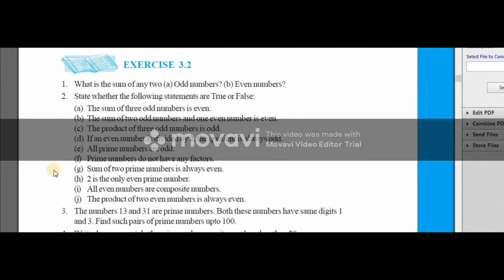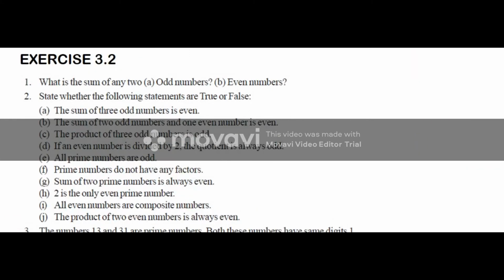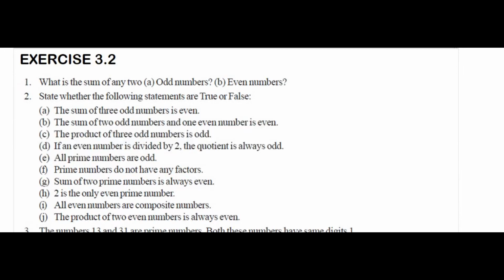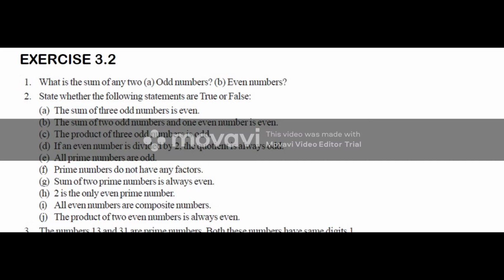Okay, so we will find out this in the notebook. Okay, let's get started with the class. So what he has given here: what is the sum of any two odd numbers and any two even numbers? So we are going to find out what is the sum of any two odd numbers or any two even numbers. So odd number plus odd number is how much, and even number plus even number is how much. That's what we have to find out.